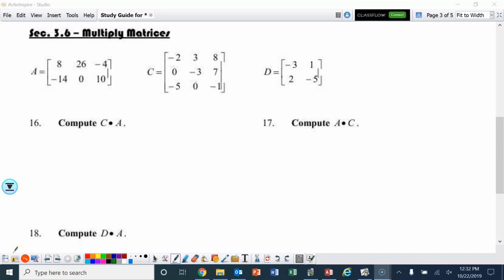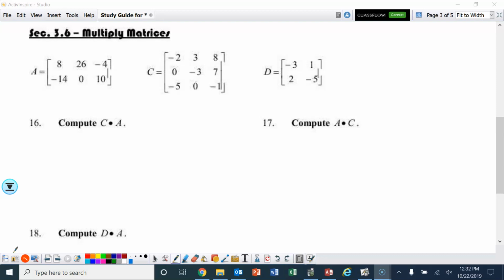All right, ladies and gentlemen, section 3.6, multiplying matrices. Now, you can multiply these by hand, okay? Your teacher probably showed you that and it's in your notebook. And if your teacher wants you to multiply them by hand, make sure you can do that.